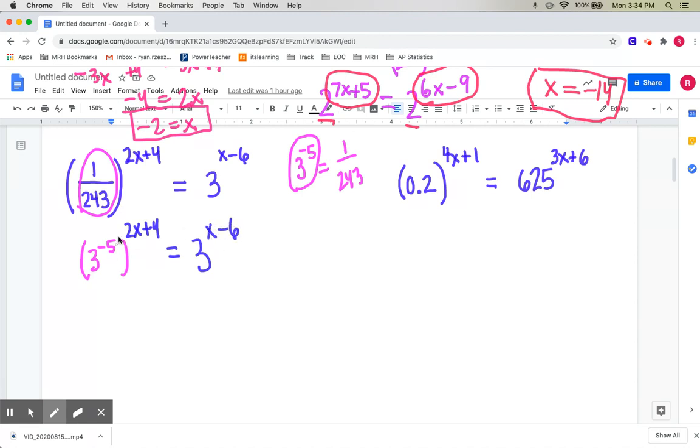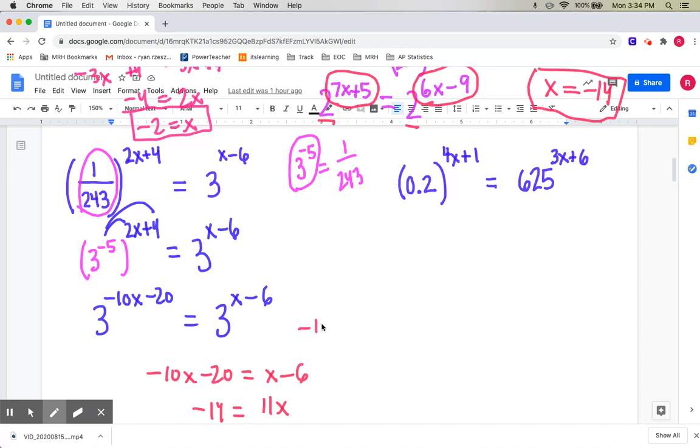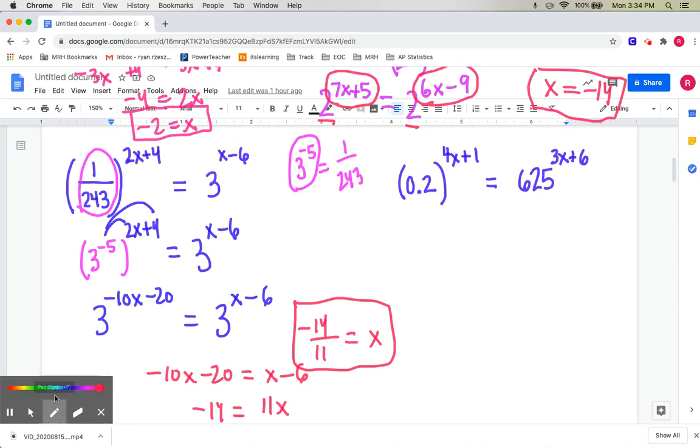Well, once I'm at this point, I can go ahead and distribute my exponent. It's going to say 3, and it's going to be negative 10x minus 20. And then I'm going to have 3 to the x minus 6. And now I'm just doing easy math, equaling my exponents, finishing it off. If you equal your exponents to each other, I'm going to have an 11x and a negative 14. You're going to get negative 14 over 11, it looks like, for your solution. So make the bases be the same, set your exponents equal.